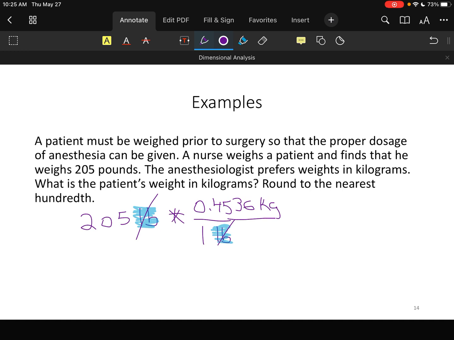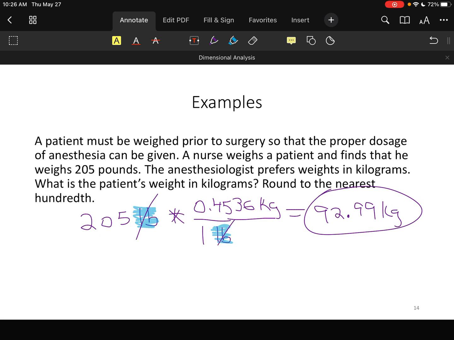So take 205 and multiply it by 0.4536. The answer I got is 92.988, but we're rounding up, so it'd be 92.99 kilograms. And if you use another tool, like a Google search, it will give you a little more detail, but it should round to 2 decimal places. The answer should be similar.